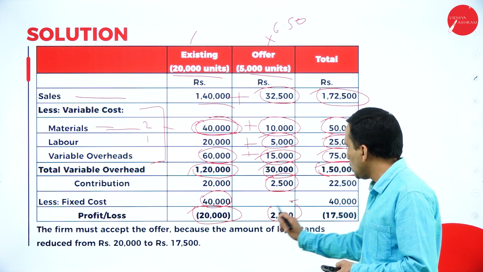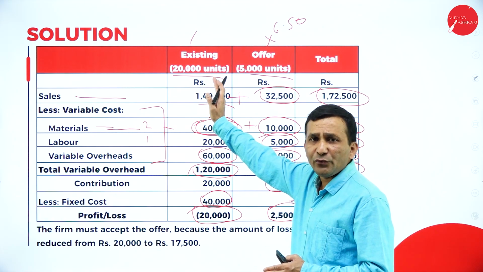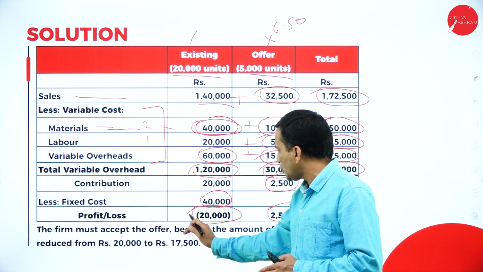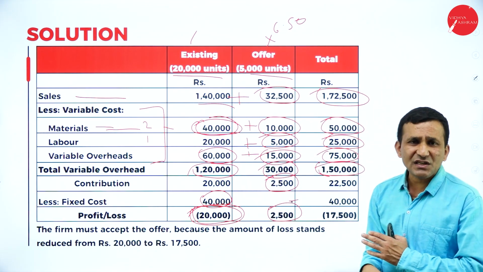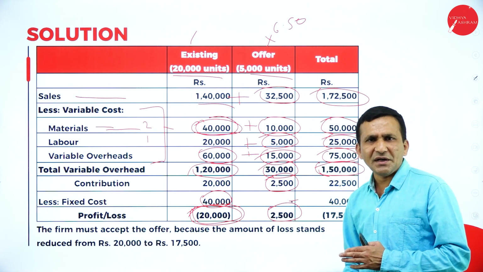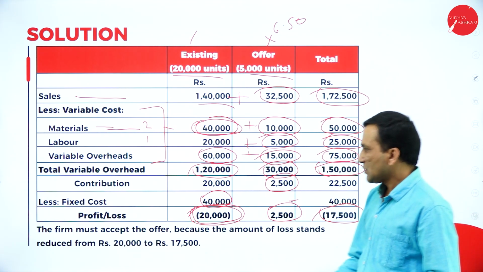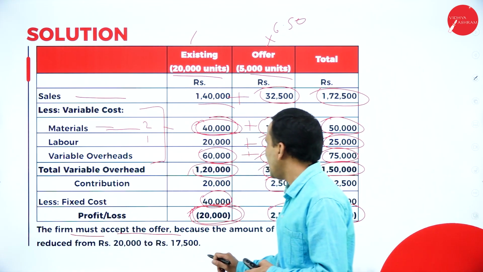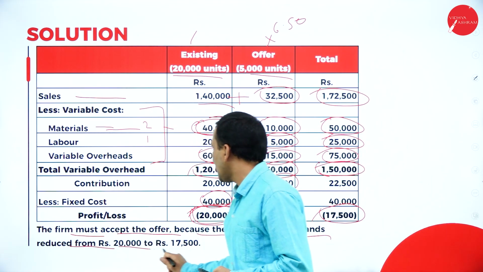So here it is positive 2,500. If I focus only on 20,000, I am actually facing a loss of 20,000, and by accepting the extra 5,000 order we reduce the loss by 2,500. The actual loss is now 17,500. So the firm must accept the offer, because the amount of loss is reduced from 20,000 to 17,500.